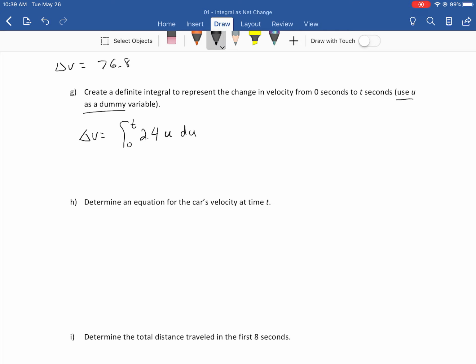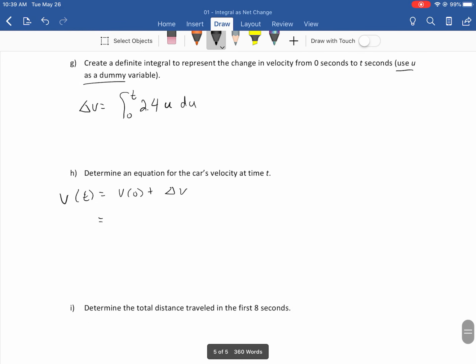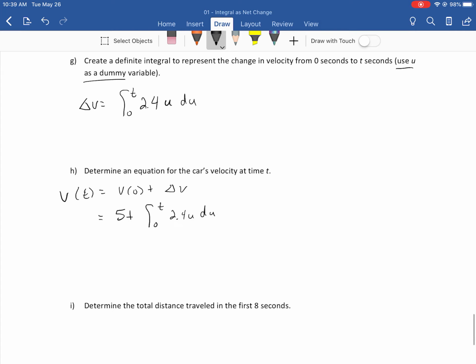So to determine an equation, the velocity at any time t will be whatever the velocity is at time 0 plus whatever the delta v is. So the velocity at time 0 was 5, plus this integral we've just created, 0 to t, 2.4 u du. And if you're still confused about that u, let's watch what happens with the u and why we call it a dummy variable here. It really is just a placeholder for doing this integration.